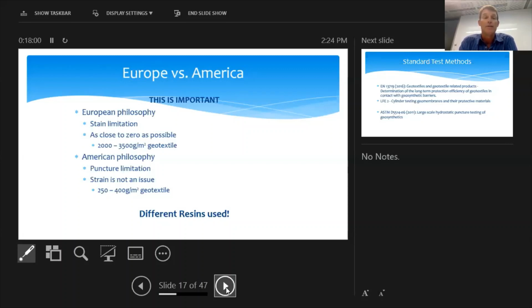Now, it's important to note that there are different resins used in these different zones, so that can play a factor. And while I work for an American company, I tend to go for the European standards more than the American standards. But we'll talk about that more as we continue.